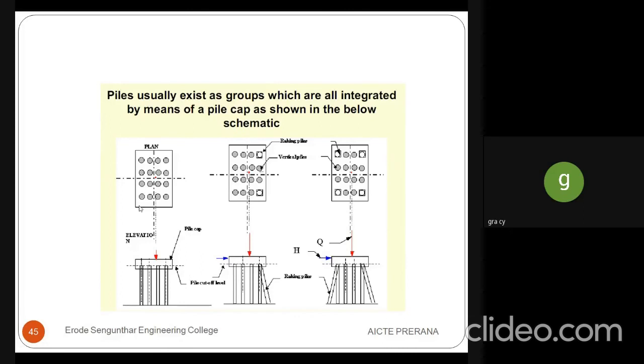Horizontally we have some pull load or shear load. We can call it a shear load. And this one is the vertical load, or we can say the pile load.